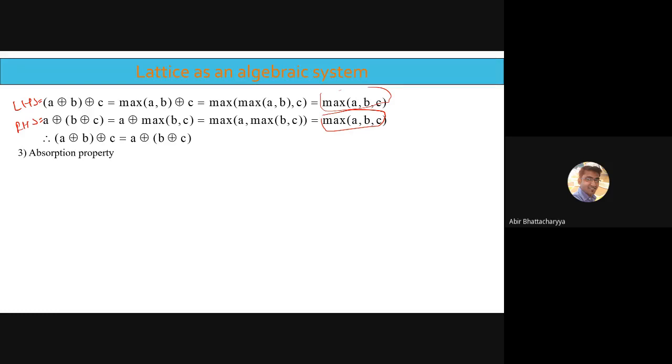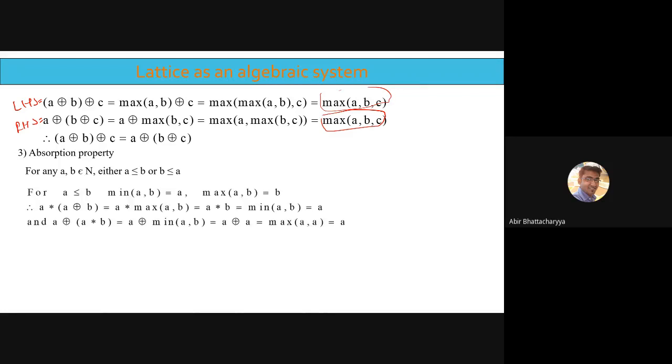Moving forward, for the absorption law we need two elements or two variables from the natural numbers. In this case it is possible that either A is less than or equal to B, or B is less than or equal to A. So the first condition, case number one, is whenever A is less than or equal to B. The minimum of A, B equals A, because A is less than or equal to B.